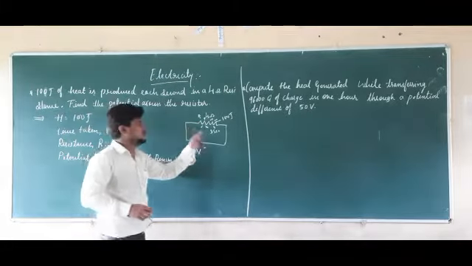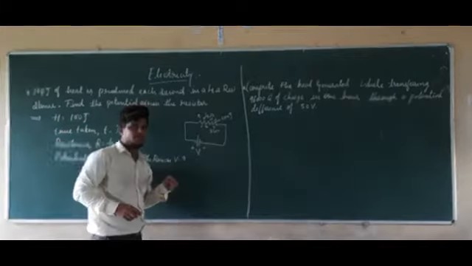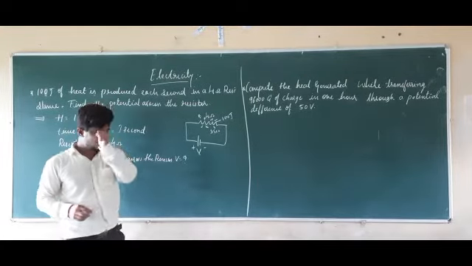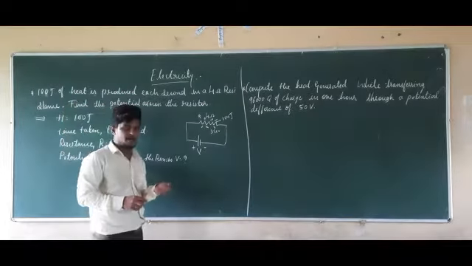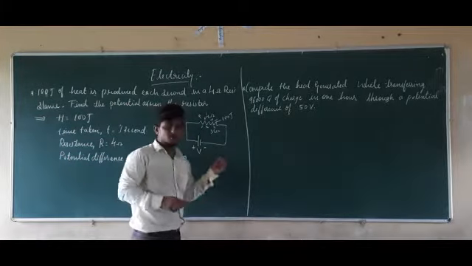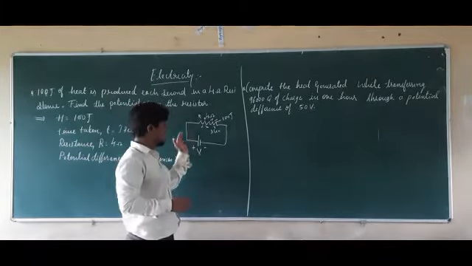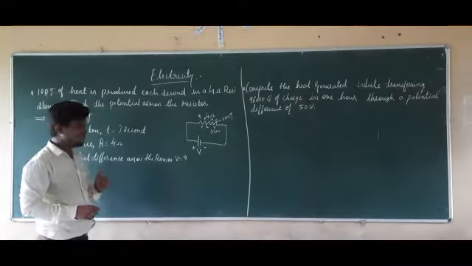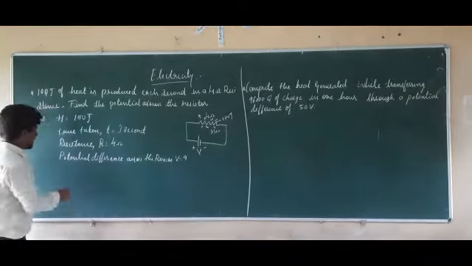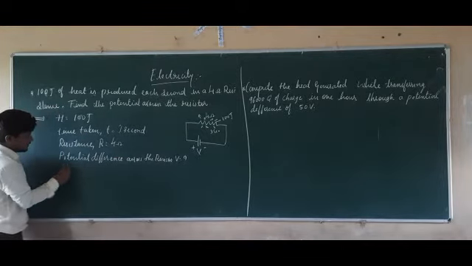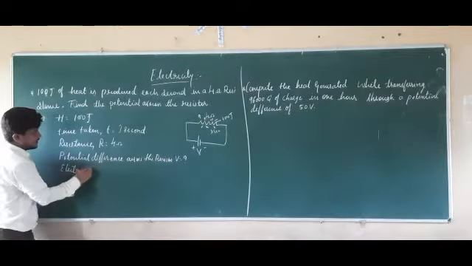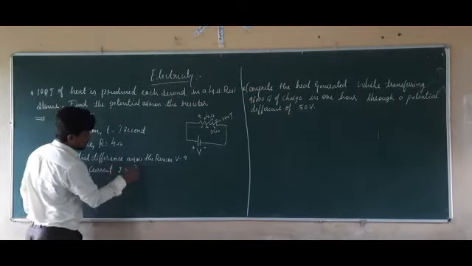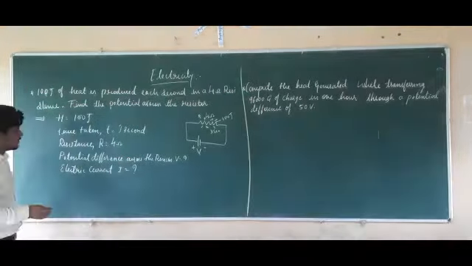To calculate the potential difference across this resistor, by Ohm's law we know that V is equal to I into R. But we don't know the value of I here. What is the current flowing through this? We don't know. So first, we have to calculate the current. Electric current I is equal to question mark. How are we going to find the electric current here?